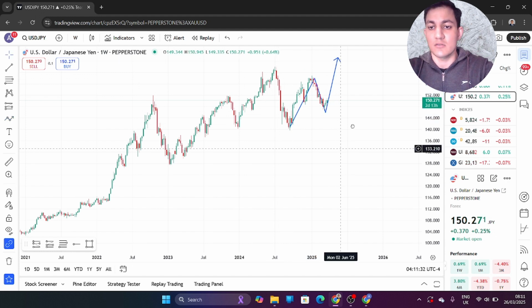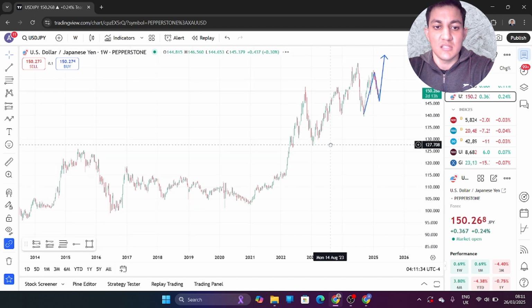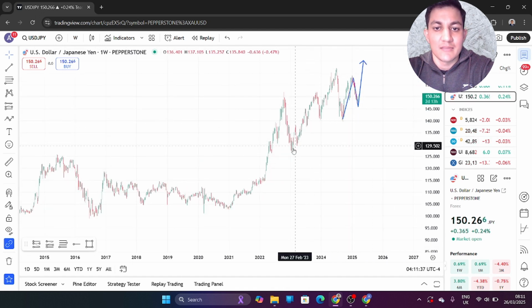Right? You guys understand that? And if you zoom out, you can see from the previous price action that I've shown you, that's exactly what happens.